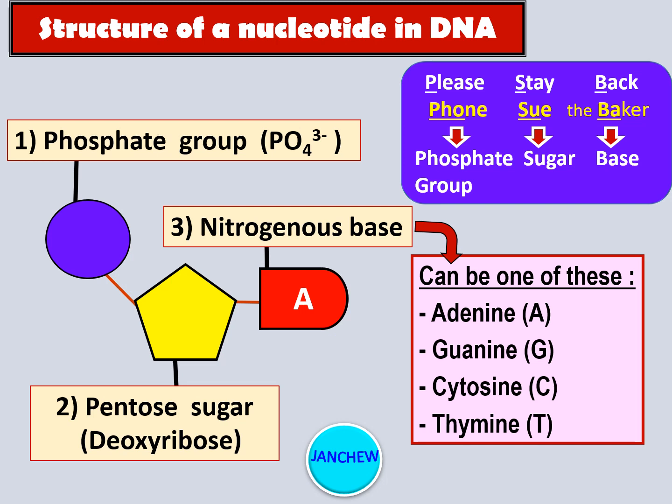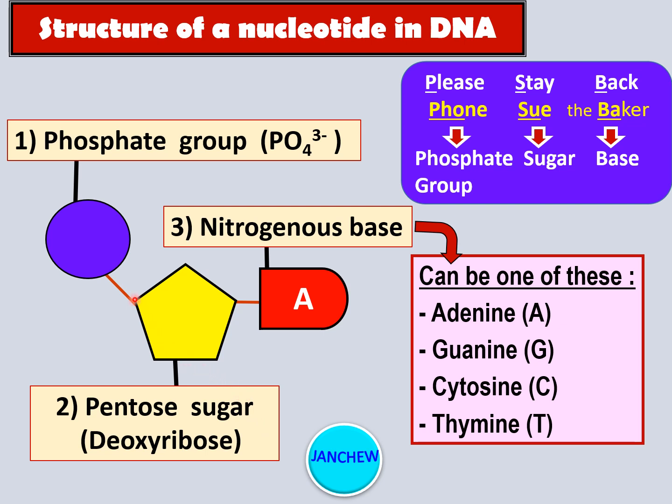To explain the structure of DNA, we first have to understand the structure of the basic unit of DNA, and that is the nucleotide. So many molecules of these nucleotides are joined together to form the large DNA molecule, which is a polymer. So let's look at the structure of one nucleotide, as shown here in this picture.